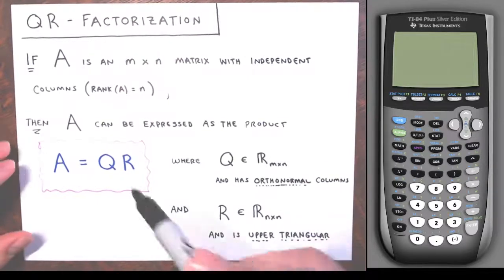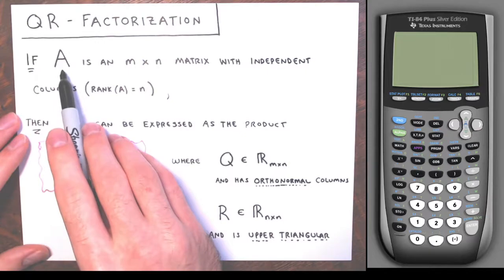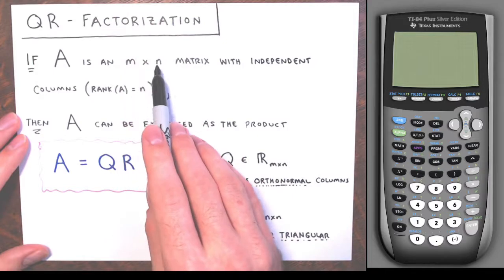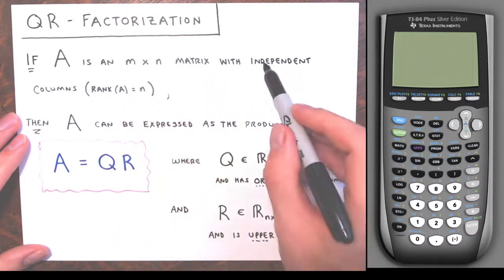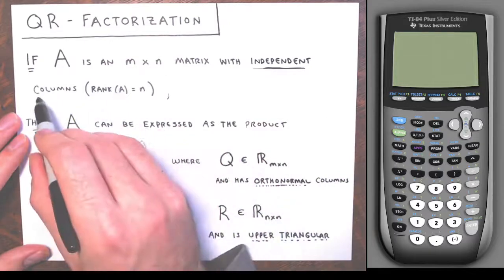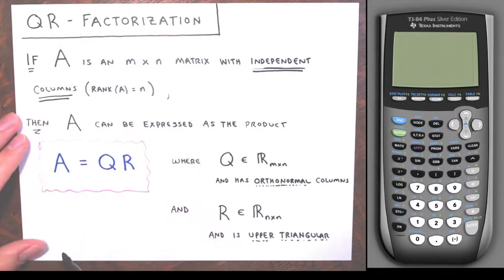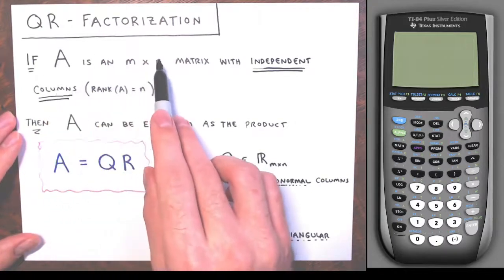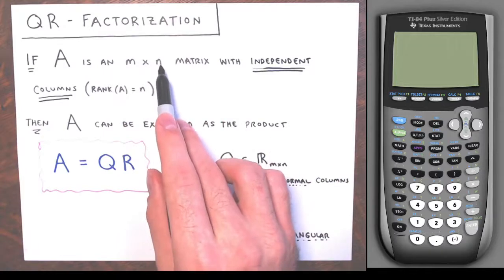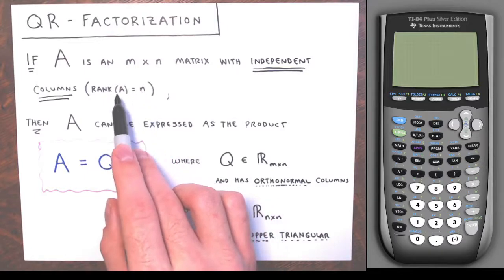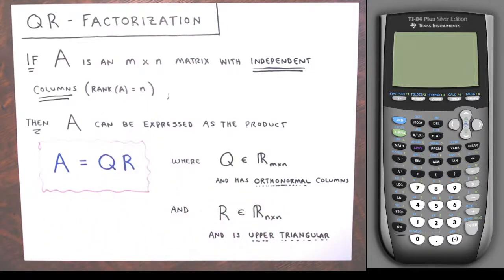So if A, capital A, is an m by n matrix, so m rows, n columns, with independent columns, I'll double underline that. That's the key. All n columns are independent, or we could say the rank of A is n. Remember, the rank of A was the number of independent columns or independent rows, and those were the same number, the number of pivot columns or pivot rows.